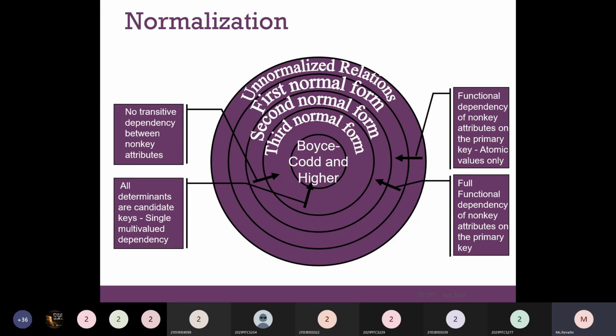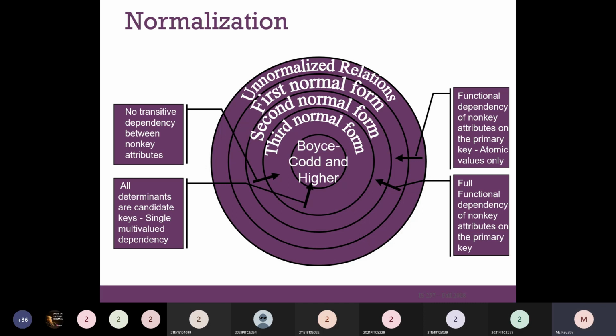Your first normal form ensures that all the attributes in a relation must have atomic values. That is the constraint of the first normal form. And what is the constraint for the second normal form? There shouldn't be any partial functional dependency between the attributes, which means every non-key attribute must be determined only through the key attribute. That is the constraint of the second normal form.